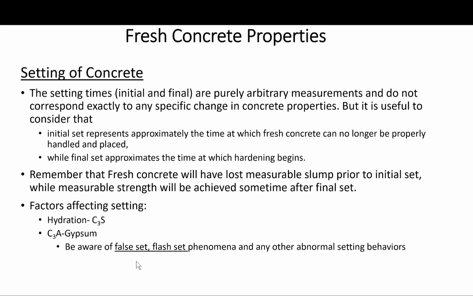False set, if you remember, is when concrete may stiffen rapidly a short time after mixing is complete. In this case, fluidity is restored by remixing, and the concrete will then set normally after that. We will not have a problem. So false set is more of a nuisance than anything else. This phenomenon is sometimes referred to as plaster set because it is most often caused by crystallization of gypsum. When gypsum is interground with clinker, you remember when we make Portland cement, we get clinker, we intergrind gypsum with it, and it becomes Portland cement.